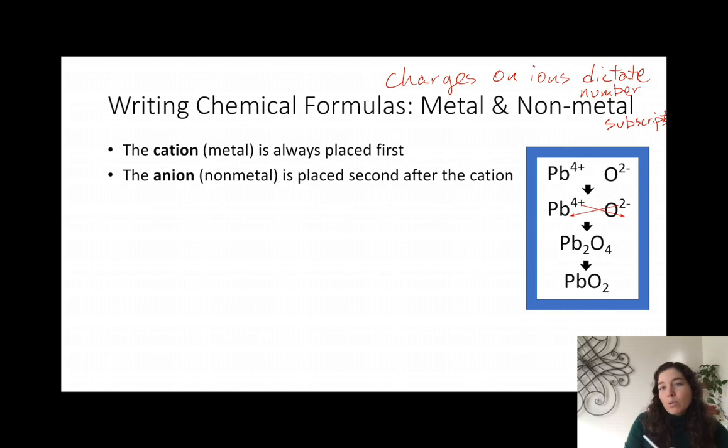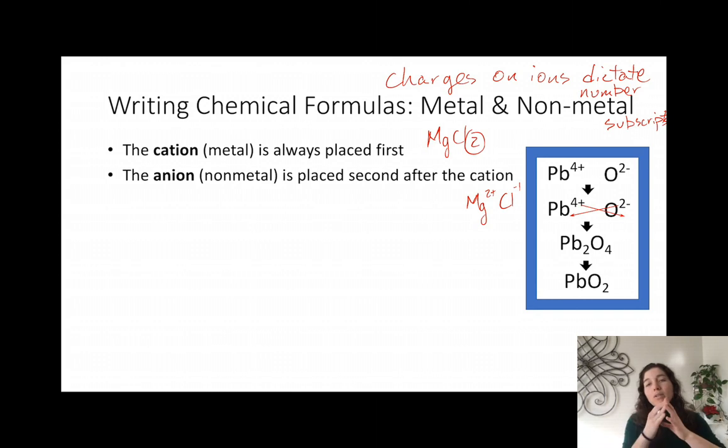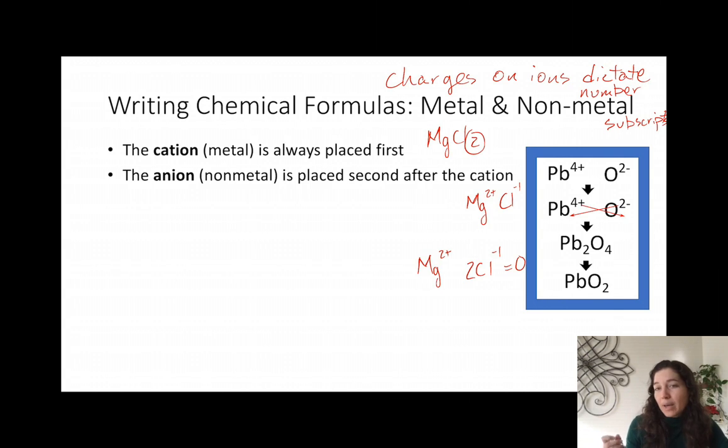So for magnesium chloride, MgCl2, the reason we know this is a 2 is because magnesium on the periodic table has a 2+ charge and chlorine has a -1 charge. In order to make this whole compound neutral, so that the magnesium charges and the chlorine charges add up to give us 0 charge, we need 2 chlorines. So if we think about it that way, it makes a little more sense.